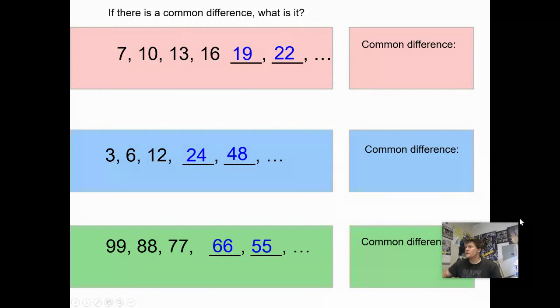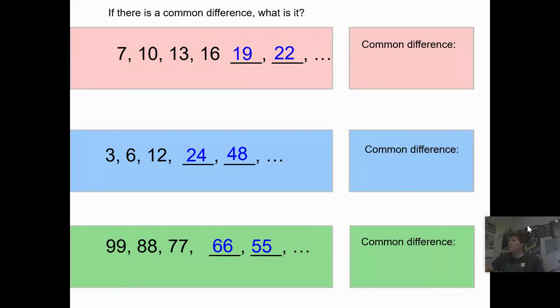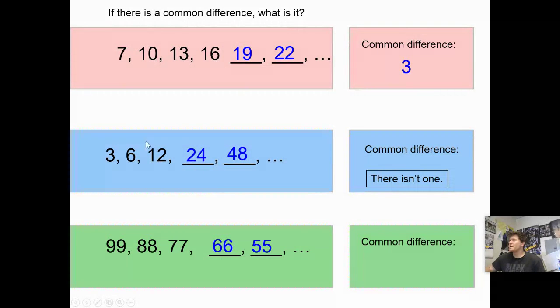Here's a couple more examples, just a quick review. Let's answer these ones, guys. Looking at what we have here, 7, 10, 13, 16, 19, 22. What's my common difference? Plus 3 every time. For the next one, 3, 6, 12, 24, 48. What's my common difference? This time there isn't one. This has a different pattern. You're actually doubling every time. This would be geometric times 2.